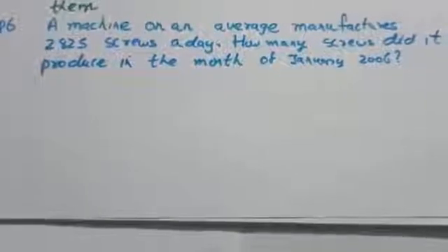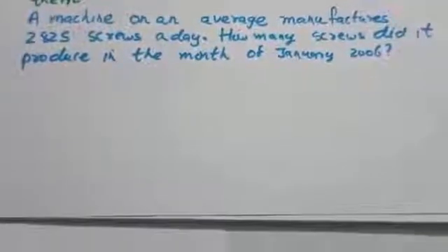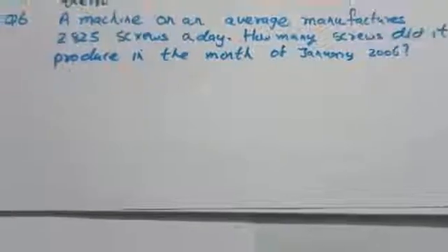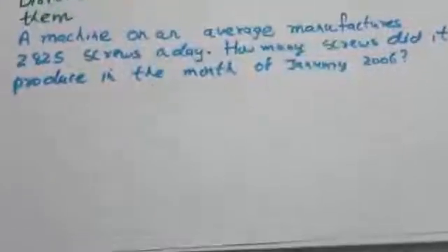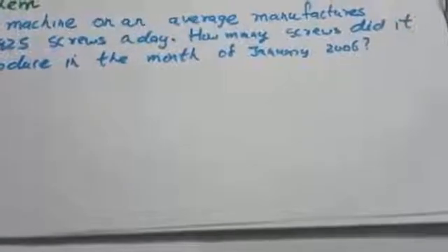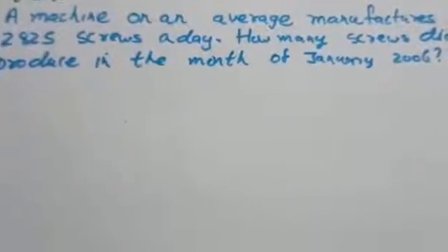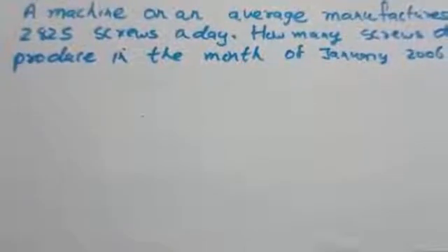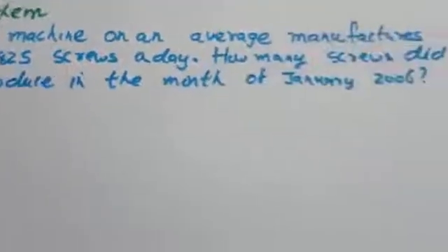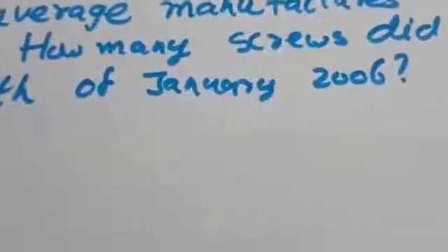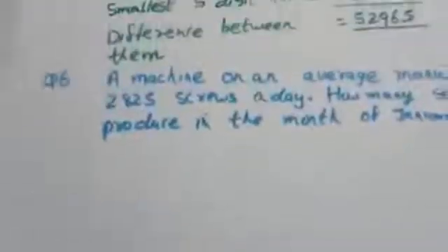Question number 6. A machine on an average manufactures 2825 screws in a day. How many screws did it produce in the month of January 2006? Okay. Now, while reading this question, you should keep in mind January 2006. January always has 31 days. So, we'll do it like this: if the number of screws produced in one day is 2825, therefore the number of screws produced in January will be, in bracket you can write 31 days, 2825 multiplied by 31.